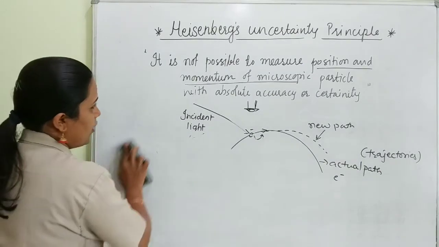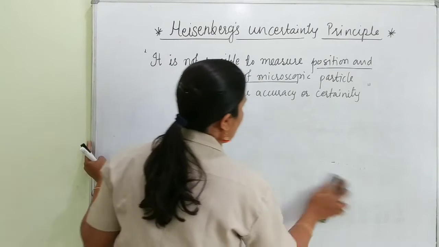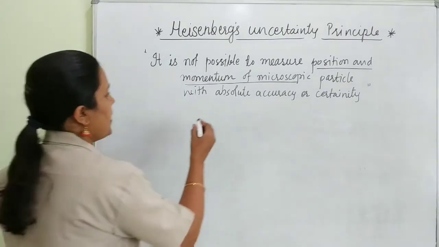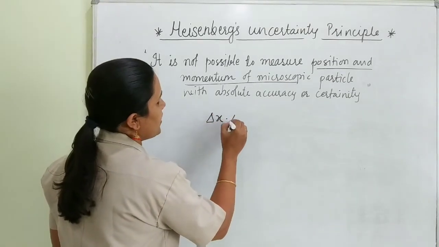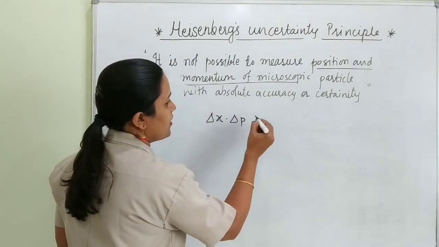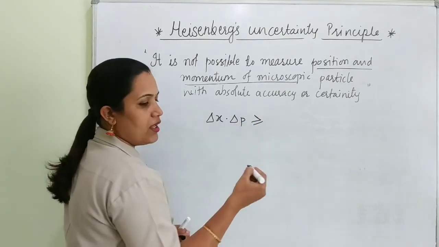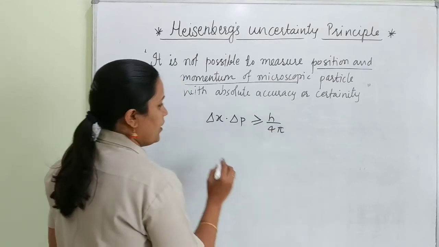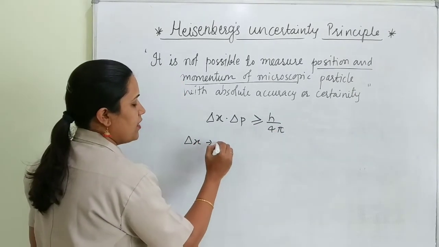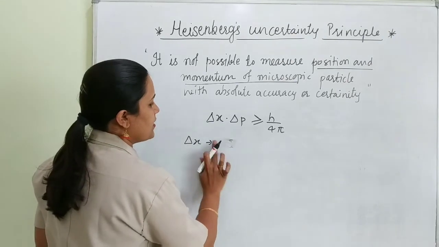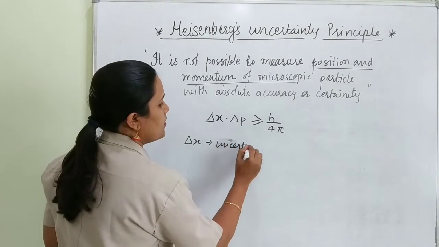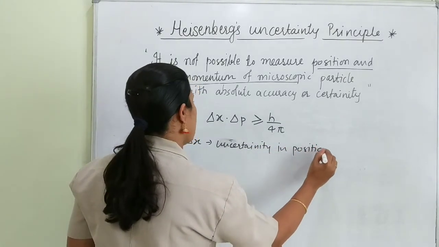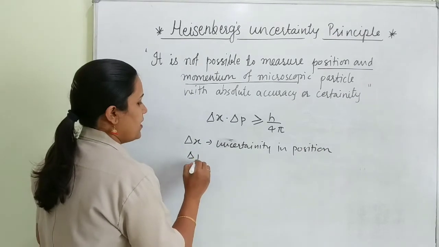So he has given one mathematical expression also. What is that mathematical expression for explaining this? He has given this expression as delta x into delta p is greater than or equal to h upon 4 pi. Okay, so what is x? Delta x is the uncertainty in position, and delta p means what? It is uncertainty in momentum.